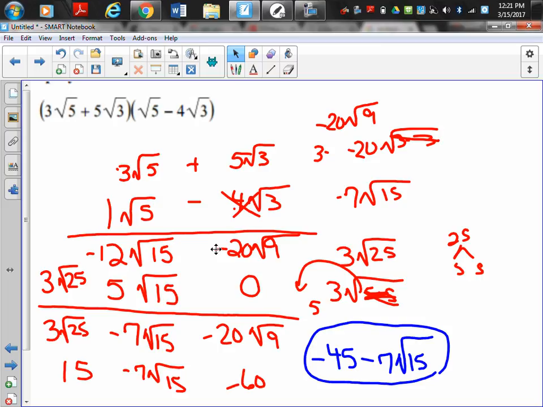Can you tell me how you got that -45? Because 15 and negative 60 have no radical, so you can put them together.